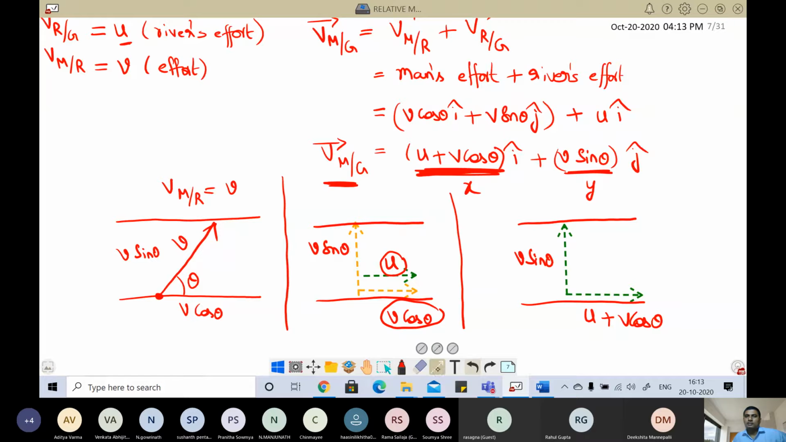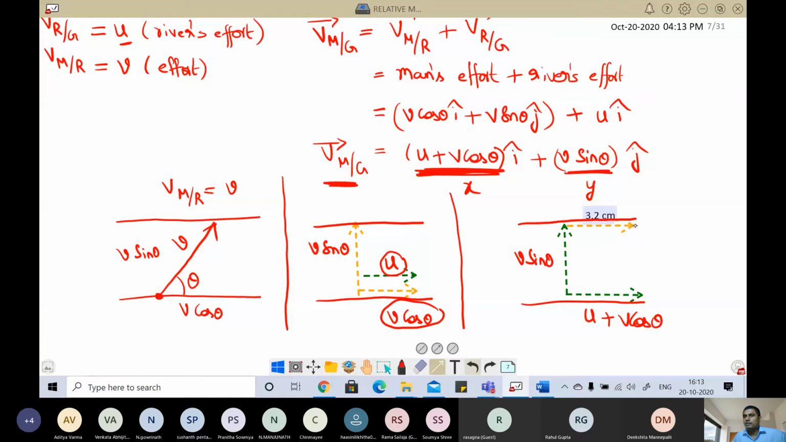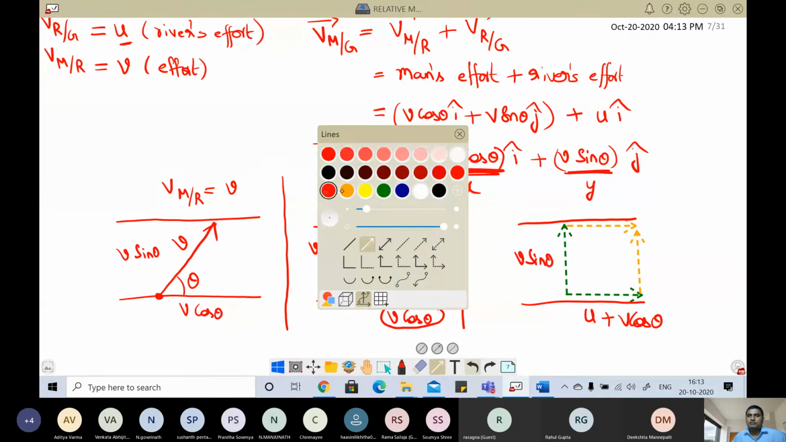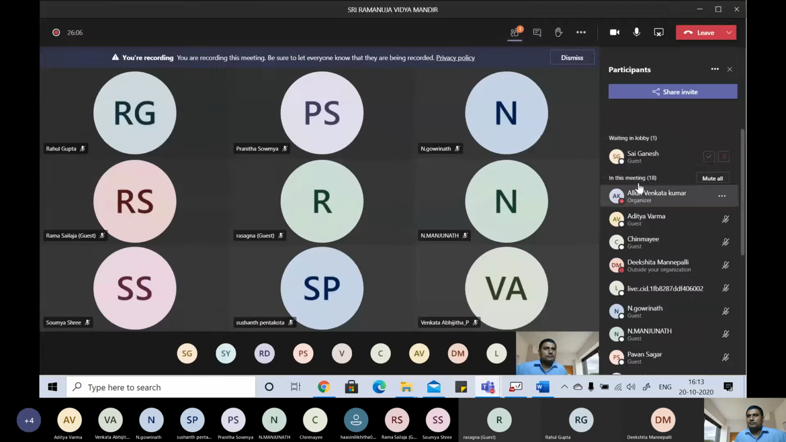Therefore here you can always join a parallelogram like this, and then draw this vector. This is called the velocity of man with respect to ground, which will not be making an angle theta now. It will make some other angle, let's say phi.